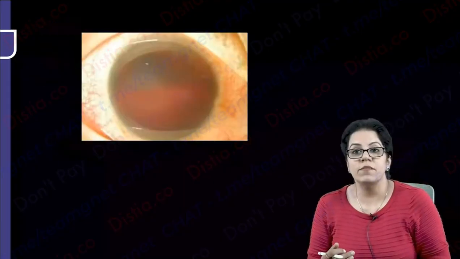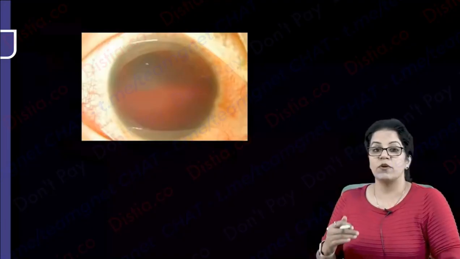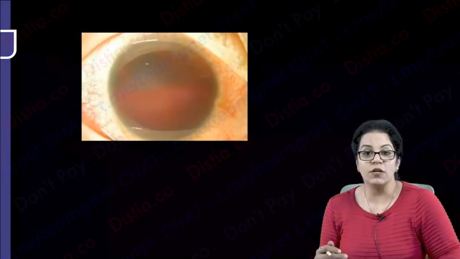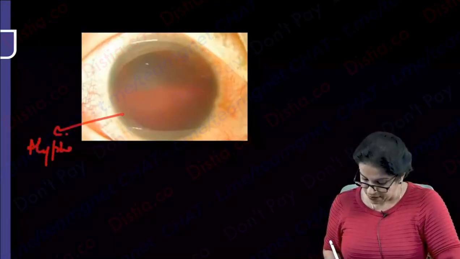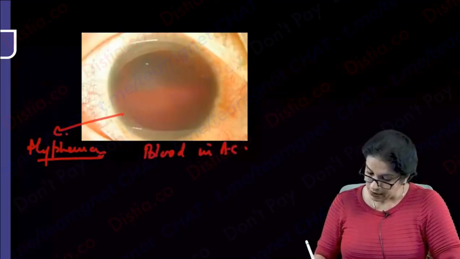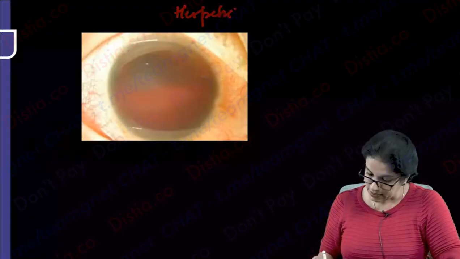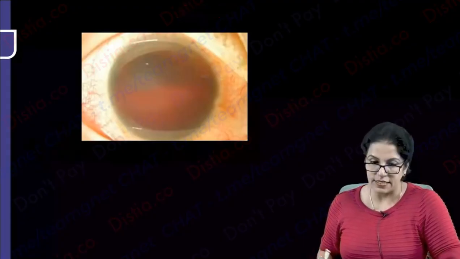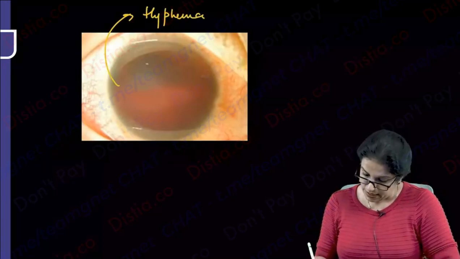Okay, so another very typical feature of herpetic uveitis, apart from the sectoral iris atrophy we just learned, is you may get hyphema. What is hyphema? Everybody is clear? It is blood in the anterior chamber. Blood in the anterior chamber, so mainly typical of herpetic uveitis. Please remember, it is typical of herpetic uveitis. So this is your hyphema. Let us note it down. Mainly seen in herpetic uveitis.